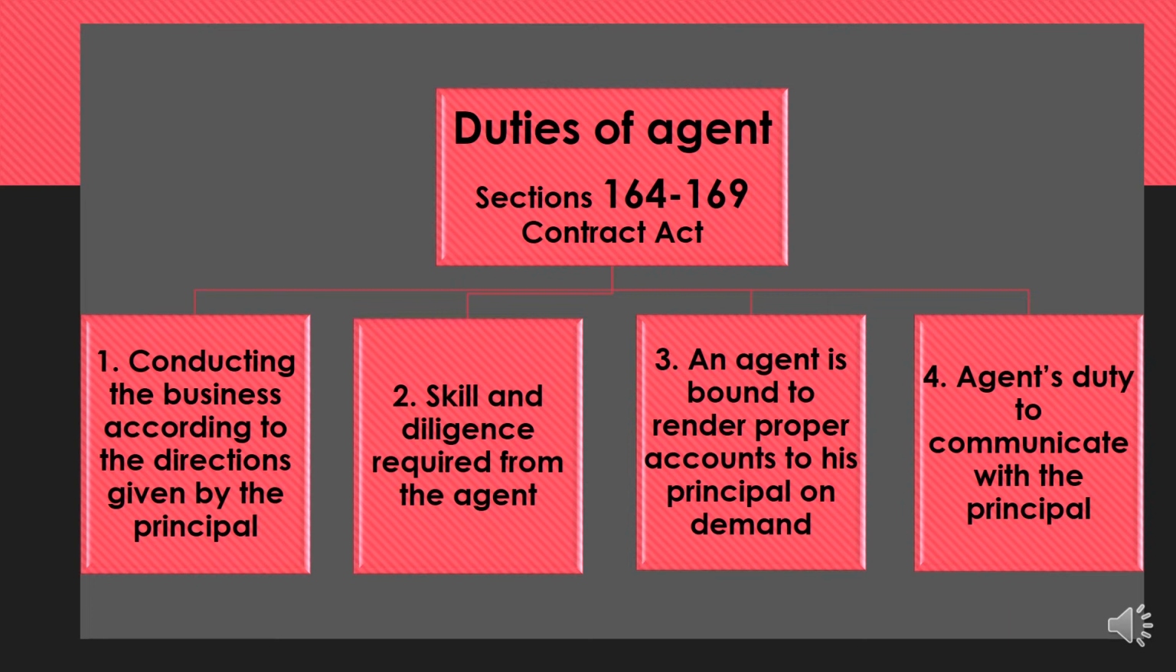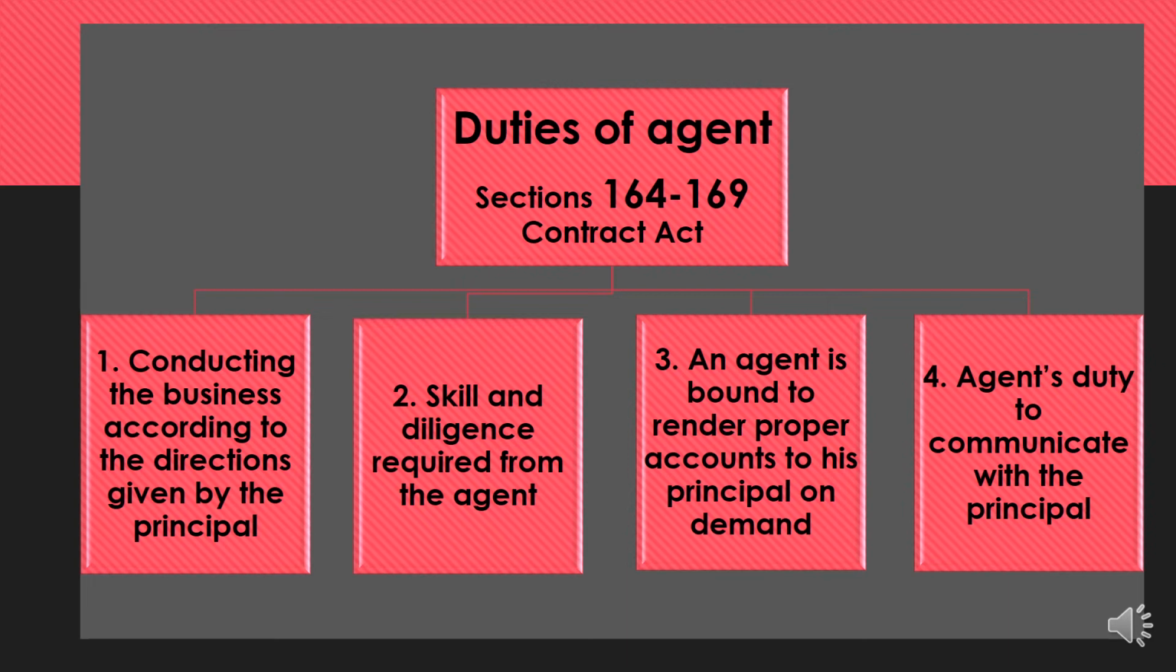Duties of agent. Sections 164 to 169 of the Contracts Act provide for the duties of an agent. So we summarize into four here. Agents must conduct the business according to the directions given by the principal. Whatever the direction given, the agent must follow. In doing his job, the agent must act with skill and diligence. They cannot just do it negligently. It's not allowed. It must be with skill and diligence.